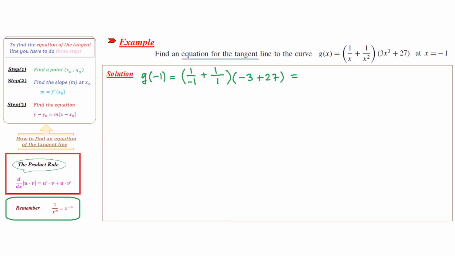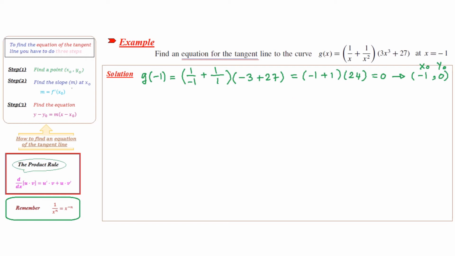This equals 1 over -1 plus 1 over 1 equals 1, multiplied by -3 plus 27 equals 24. -1 plus 1 equals 0, multiplied by 24 equals 0. So we have the point (-1, 0). This is x0 and this is y0.